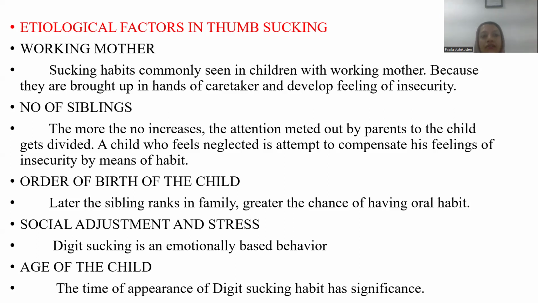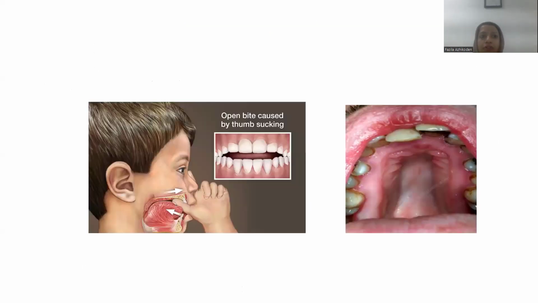Another etiological factor is the number of siblings. As the number of siblings increases, less attention is paid to each sibling, so they also have a feeling of insecurity, which finally leads to the thumb sucking habit. The next is the order of birth of the child. The later the sibling's rank in the family, the greater the chance of having an oral habit. It is also seen that thumb sucking or any kind of habit is most commonly seen in children who have more stress and more emotional insecurity. So these are some of the etiological factors in thumb sucking habit.